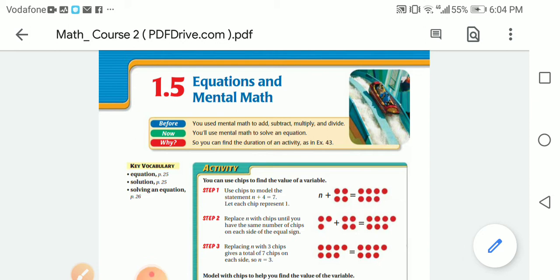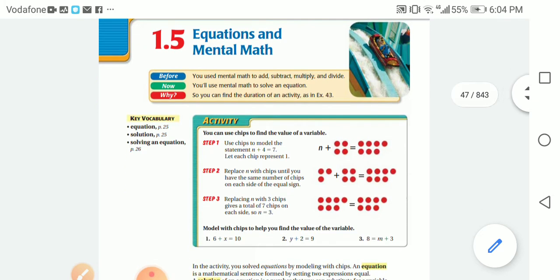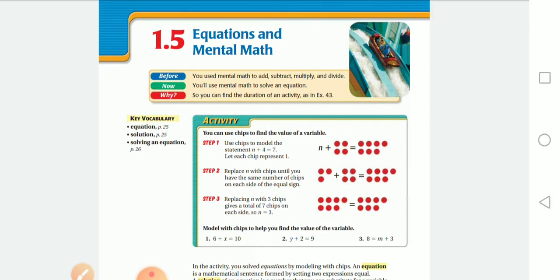Today we are going to talk about lesson 5, equations and mental math. Before, you used mental math to add, subtract, multiply, and divide. Okay? Now you'll use your mental math to solve an equation. Why? So you can find the duration of an activity, as in example 43.